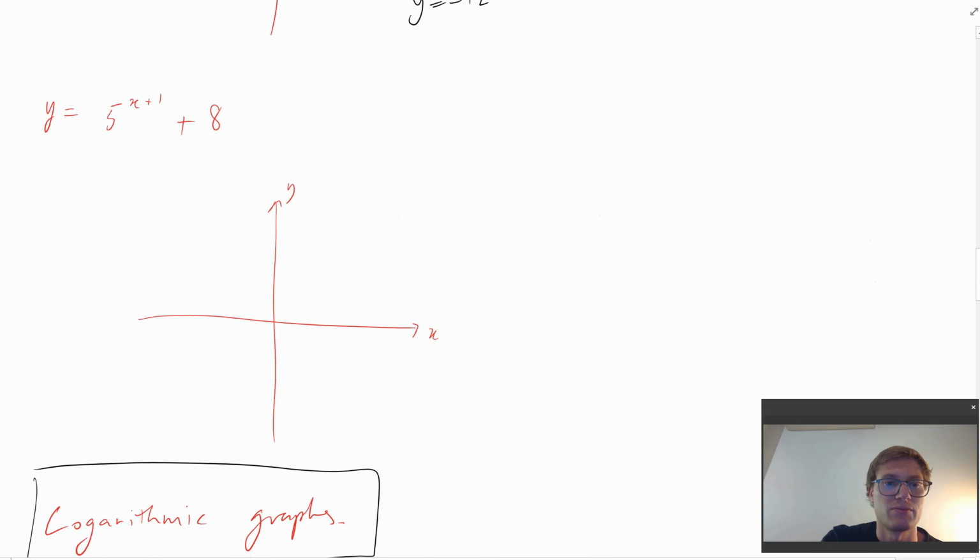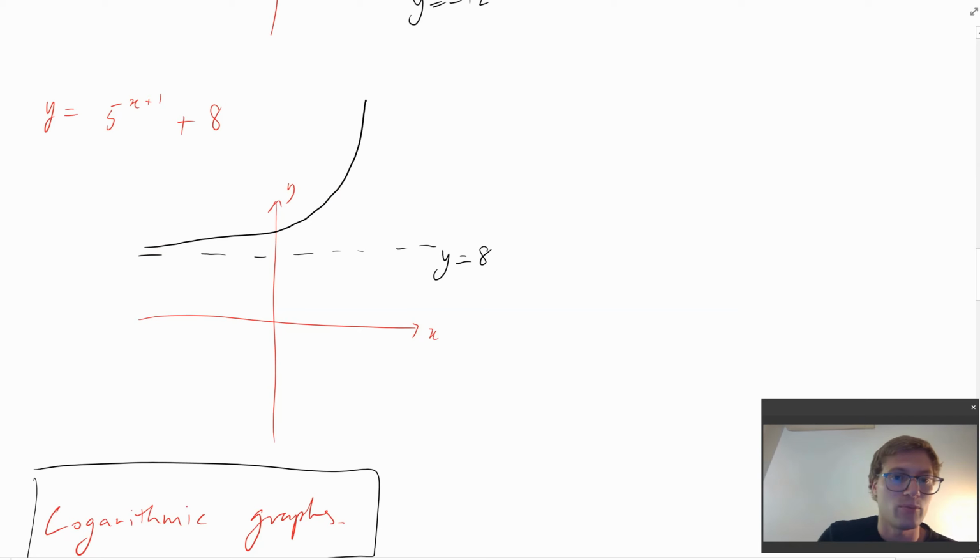Similar idea, you can see this one's been translated up 8 units. So we start with our asymptote here. You can see that once again, there's actually been no reflections. It's got the standard shape, so we'll put in the standard shape once again. So we looked out for the reflections. Now we find the axis intercepts. So we first off will find the y-intercept. So we've got 5 to the power 1, plus 8. And that's just 5 plus 8, so that's 13.